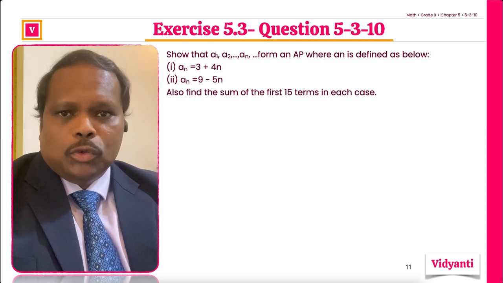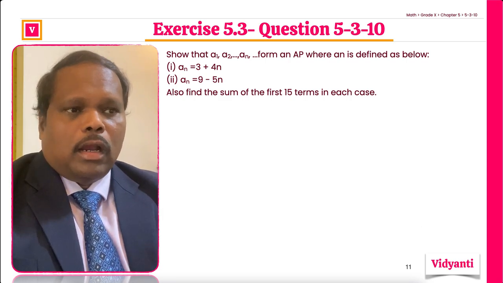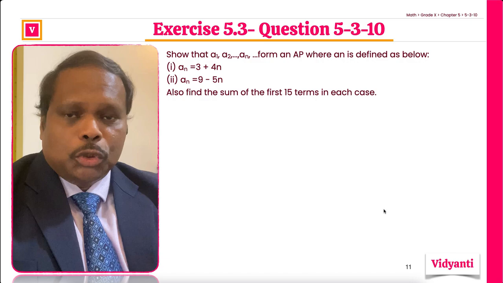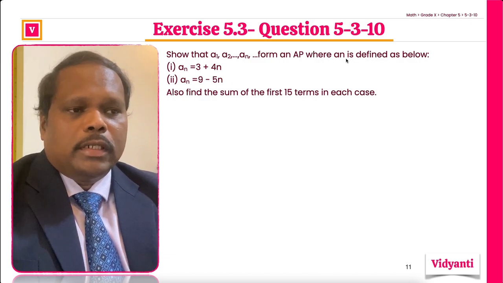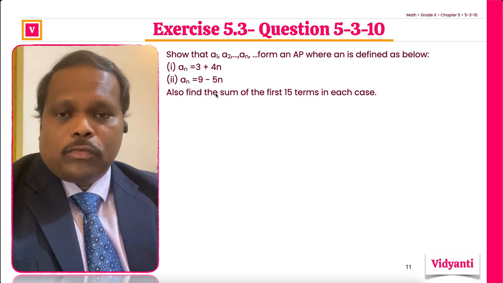We have been given two formulas, and we are supposed to show that these represent an AP, arithmetic progression, and also we have to find out the sum of the first 15 terms in each case. Let's take the first formula.